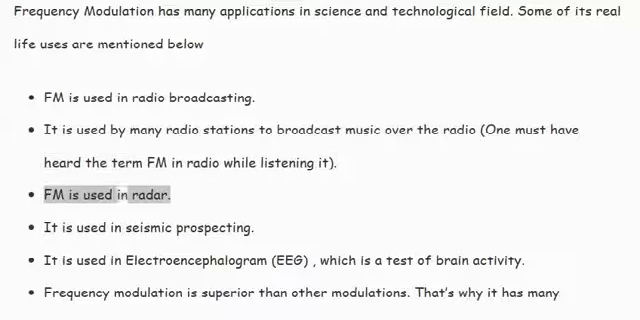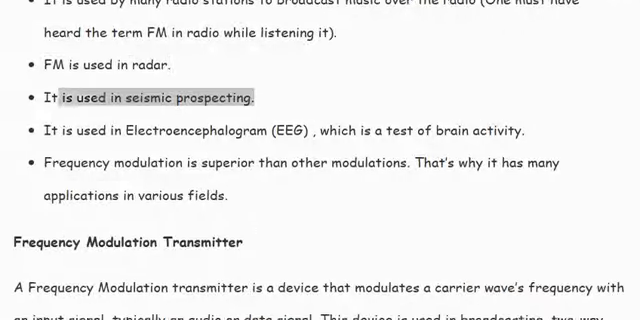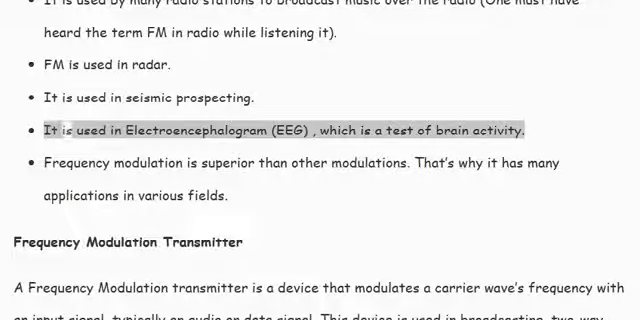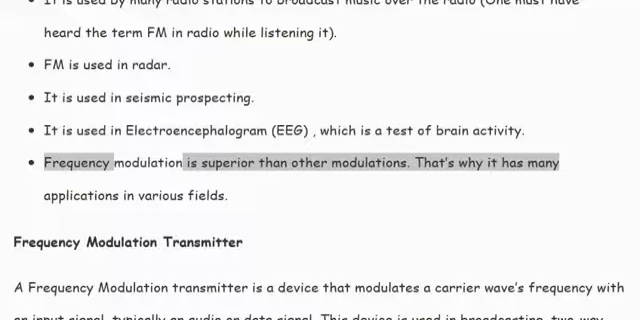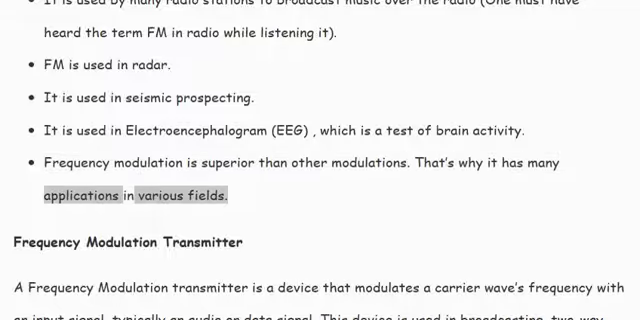FM is used in radar. It is used in seismic prospecting. It is used in the electroencephalogram, EEG, which is a test of brain activity. Frequency modulation is superior to other modulations. That's why it has many applications in various fields.